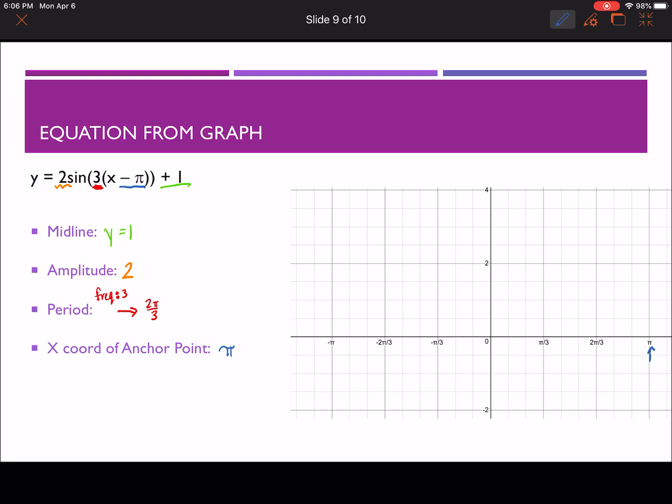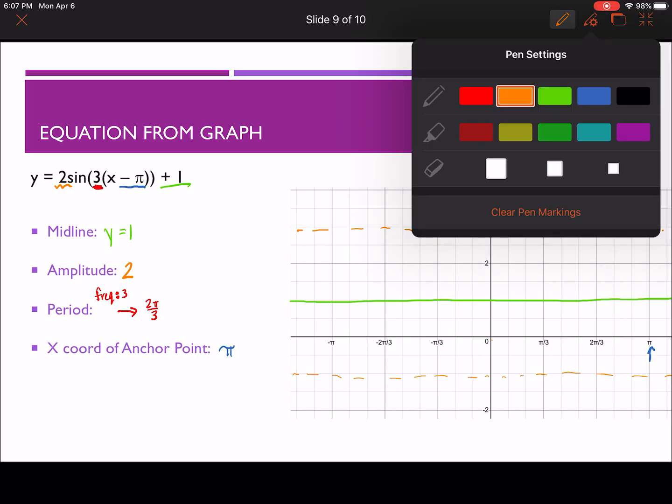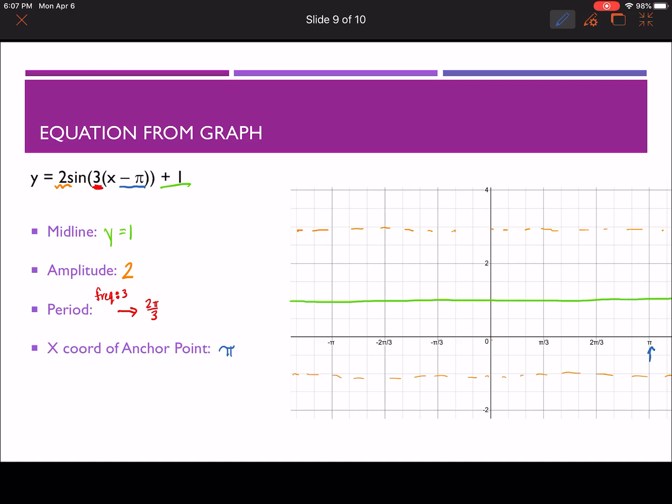All right, let's put all the things on this graph that we know. We have a midline of y equals positive 1. We've got an amplitude of 2, which means that I can go 1, 2 above that midline, and I can go 1, 2 below that midline. So I'm just leaving these orange ones as boundaries for me so I know where my maximum and minimum value will go. I've got an anchor point at pi because it's a sine function. That anchor point is going to go on the midline. And then I know that I have a frequency of 3 or a period of 2 pi thirds.